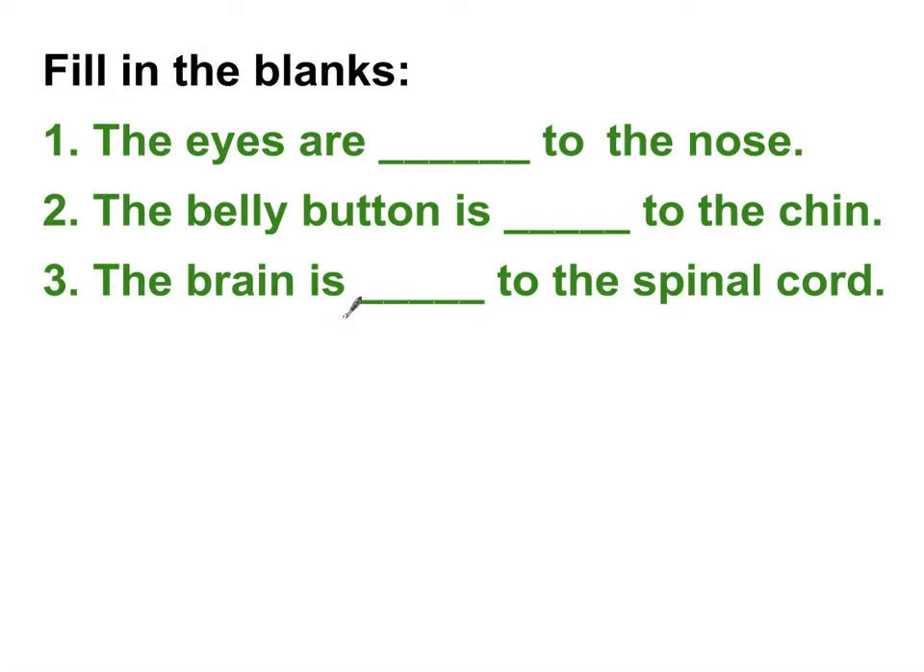I'm going to take a guess that you talked about maybe the eyes being above or to the side of the nose, the belly button being below the chin, and the brain maybe being above the spinal cord. As you might have realized, there's a few things we have to be thinking about as we come up with these terms, especially because there's a very specific way that we are going to orient the human body when we're talking about what's in it.